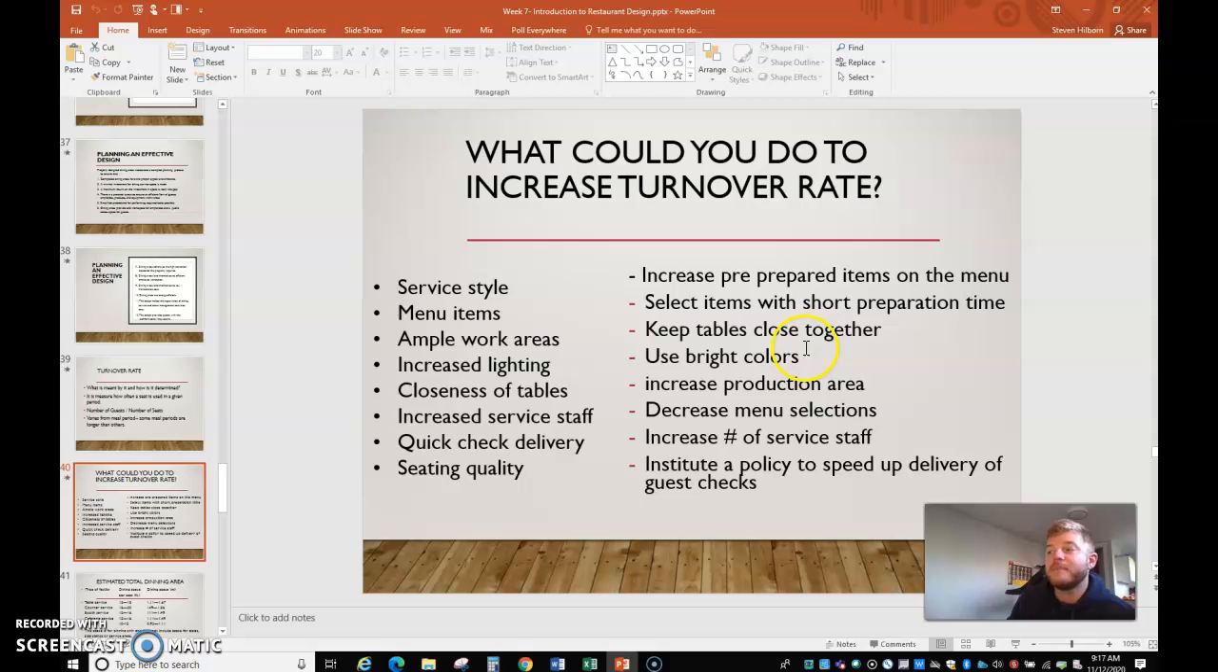Using bright colors and keeping tables close together have actually been proven to increase turnover rate. You can also increase the production area and increase service staff. This is basically just getting food to the table quicker, either through back of house or front of house means. You can increase the number of service staff or the quick check delivery.